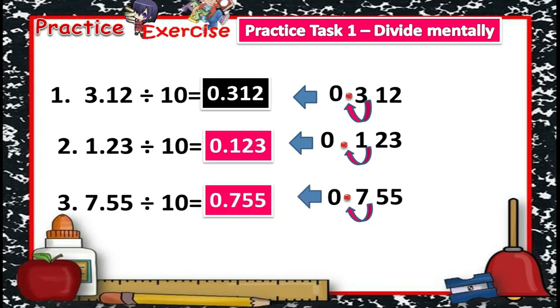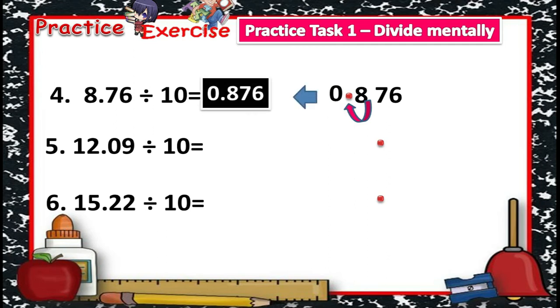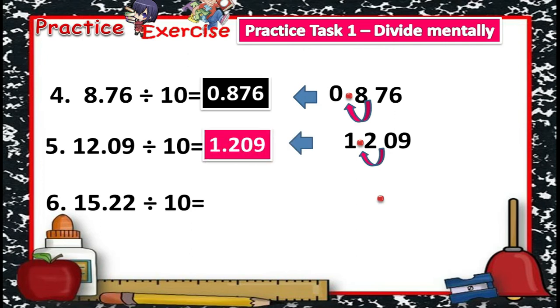755 thousandths. For number 4, 8 and 76 hundredths divide by 10. Move 1 to the left. So the answer is 876 thousandths. For number 5, 12 and 9 hundredths divide by 10. Move the decimal point 1 to the left. Here is the decimal point. The answer is 1 and 209 thousandths.